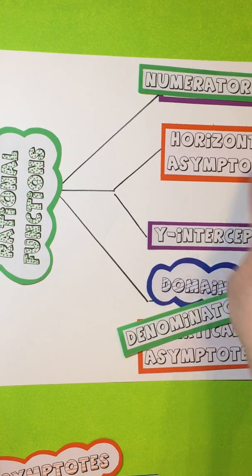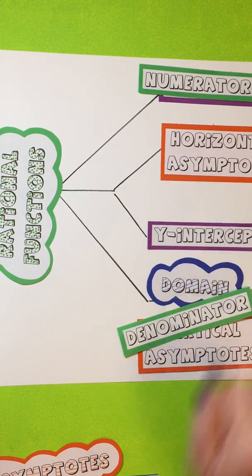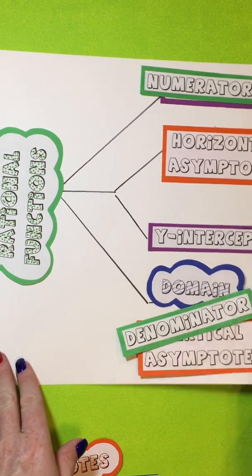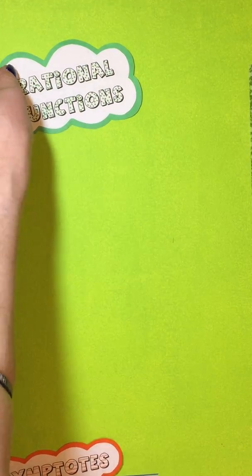Now right here in the middle, we have the horizontal asymptote and the y-intercept. These two are in the middle because in order to find the horizontal asymptote and y-intercept, we need to take a look at the whole fraction, the numerator and the denominator together. So let's get started. Rational functions.